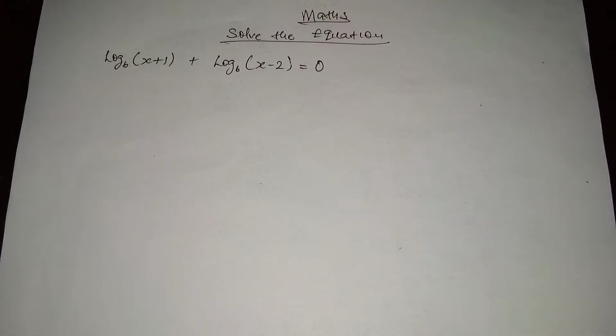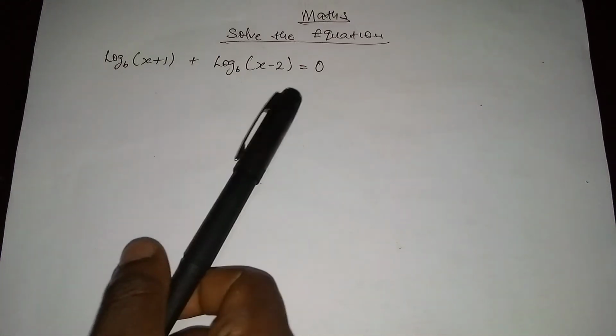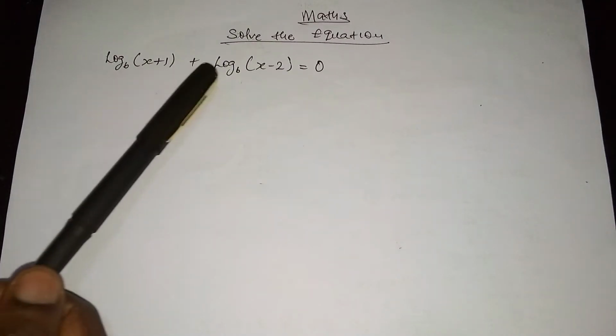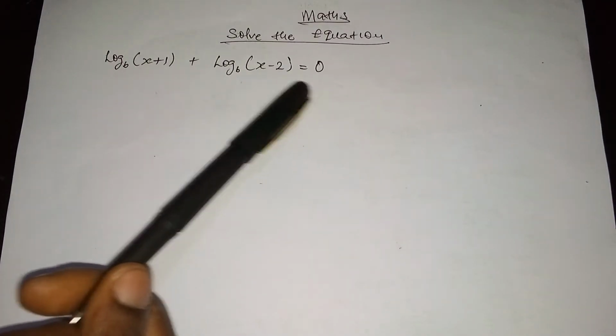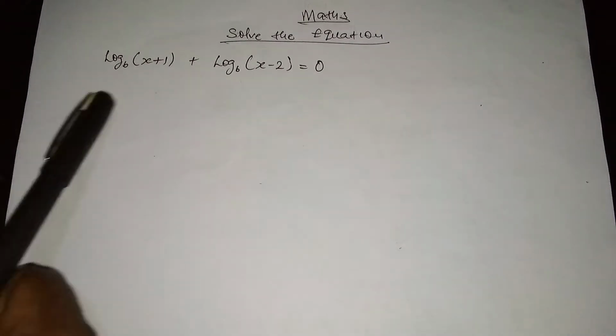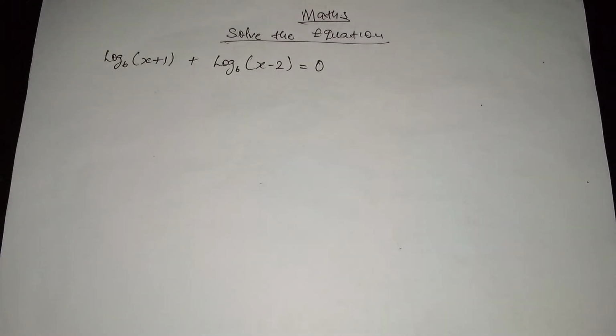Hello viewers, we are going to see how we can solve problems of logarithm like the one we have here. Log to base b (x + 1) plus log to base b (x - 2) is equal to 0, and we are asked to solve this equation. So very quickly, we are going to apply the law of logarithm.